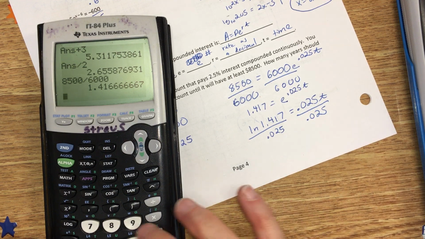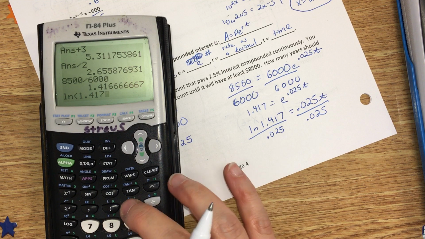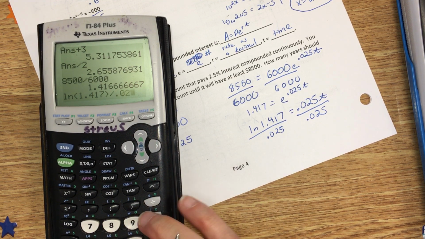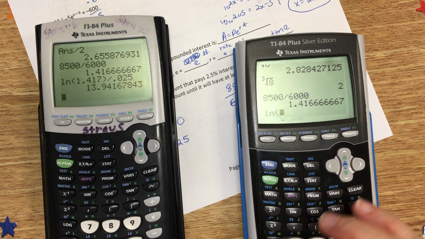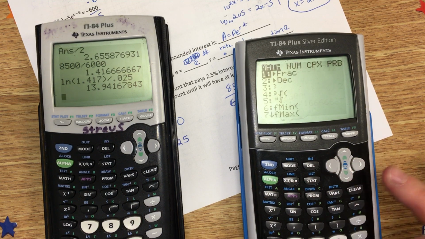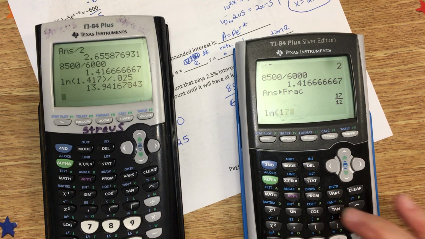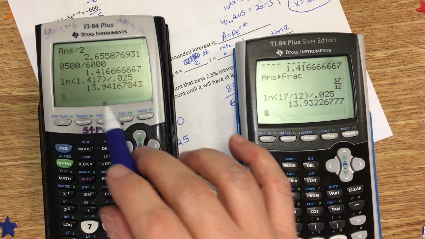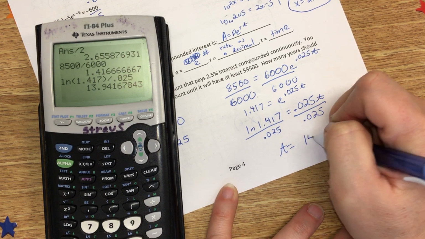All right, let's see. So if I just do ln of 1.417 and divide that by 0.025, I would get 14 years. I bet I get 14 years this way too. Let's see. ln of 17 over 12, divided by 0.025, yep, I get about the same. It's a little different, but for our purposes, because we're going to round to the nearest year, we're going to go t equals 14.